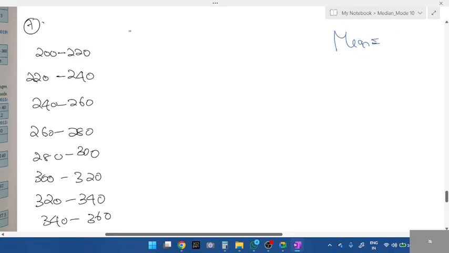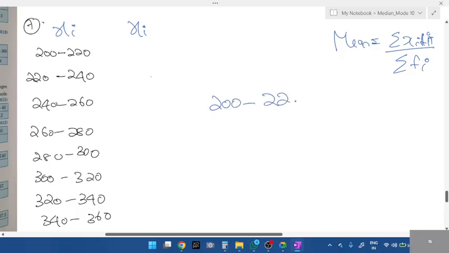When two values are given, divided by summation of fi. Okay, for xi, is this the value of xi? Can we take this and multiply? Then how do you find xi, students? How many of you remember how you solve xi? See, I'll tell you one thing. Correct. 200 to 220 is the class interval. Joanna, what do you call this? Whenever two values are given, what do we call, students?